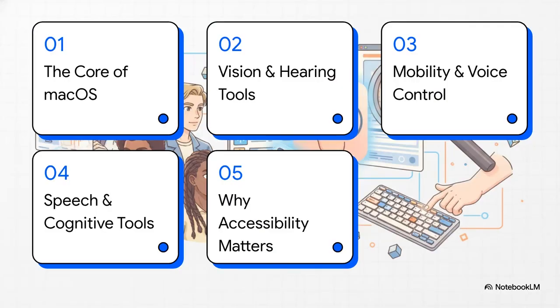Here is our roadmap for this explainer. First, we'll look at the core of macOS. Second, vision and hearing tools. Third, mobility and voice control. Fourth, speech and cognitive features. And finally, why accessibility matters.